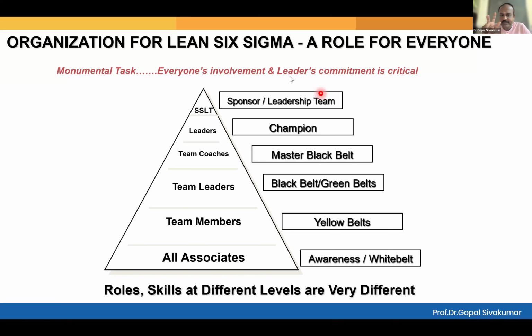And so in order to execute the hundreds and thousands of projects over the next 2 or 3 years, you need people with proper expertise, proper skill set. And so various belt levels are created according to the contributions they have to make in the project. You see there are various belt levels. The first level is white belt.